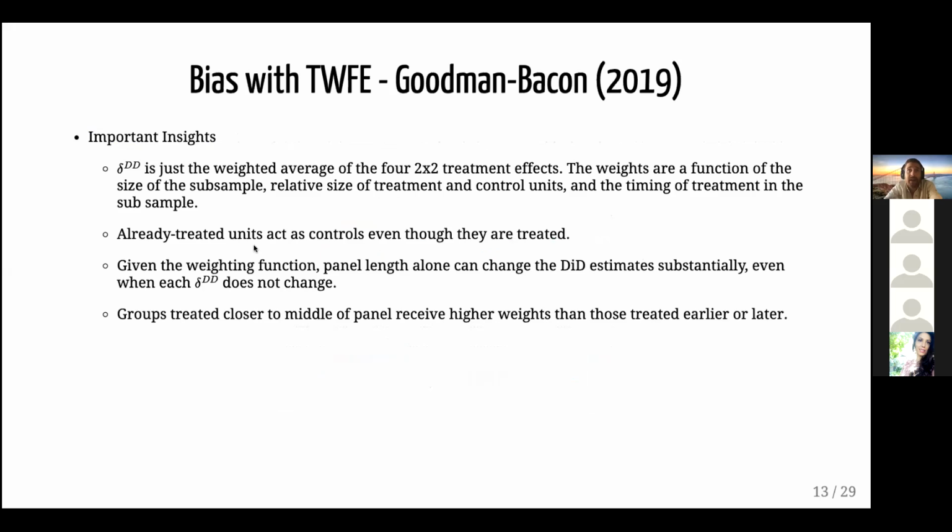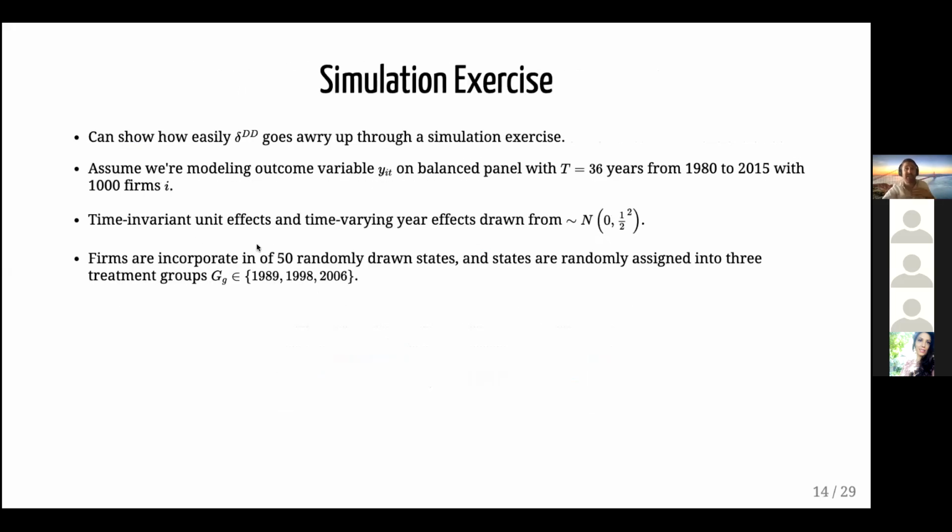All right, so let me walk through this simulation exercise. For those who are like me and don't always love doing the algebra, I find simulating data to be a lot easier to see how it happens. I work mostly in corporate governance and corporate finance, so this simulation is based on a data structure like that, but you could pretend it's states, it doesn't matter. Assume we're modeling some outcome variable Y. Here, assume I have a balanced panel of 36 years, from 1980 to 2015, and 1,000 firms. So I'm in the US, studying some firm-level variable.